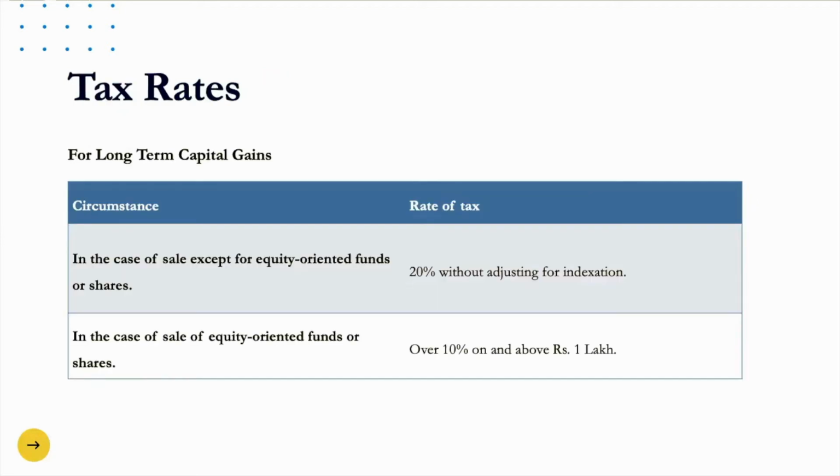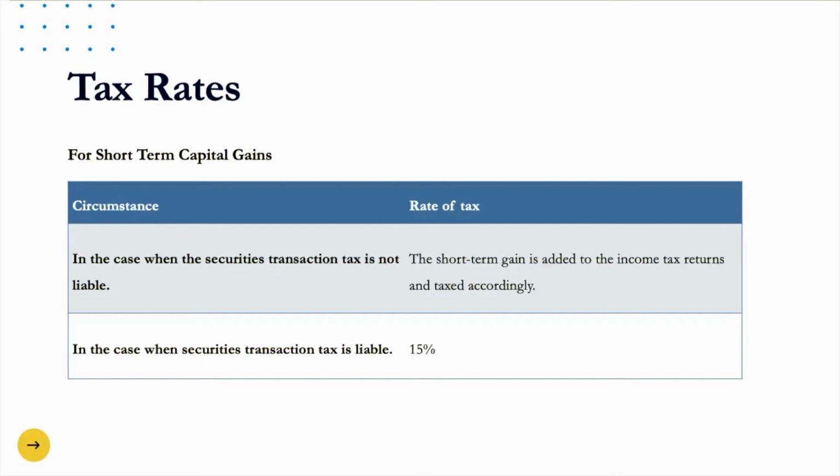Now let's understand what the various long-term capital gain and short-term capital gain tax rates are. Suppose you've sold an asset that is not an equity-oriented fund, you will have to pay tax at 20%. Whereas in the case of equity-oriented funds or shares, it is 10% on gains above 1 lakh rupees. In case of short-term capital gains, where security transaction tax has not been paid, it will be applicable as per your tax slabs.